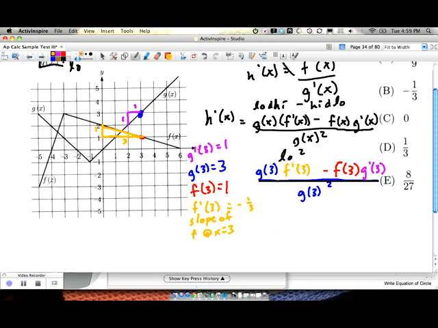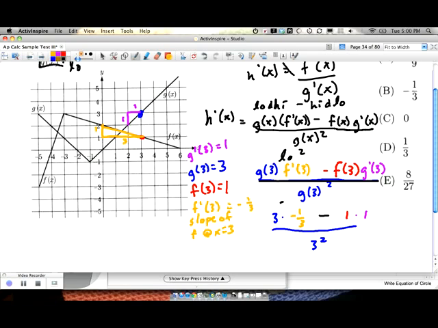So I'm going to fill in these pieces now so you guys can see what we're getting. F prime of 3 is -1/3. F of 3 is 1. G of 3 is 3. And g prime of 3 is 1. And then we also have that g of 3 on the bottom, so it's going to be 3 squared. So we've got to just calculate all this.